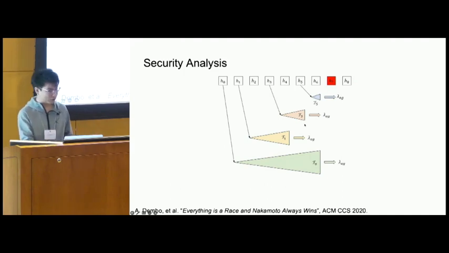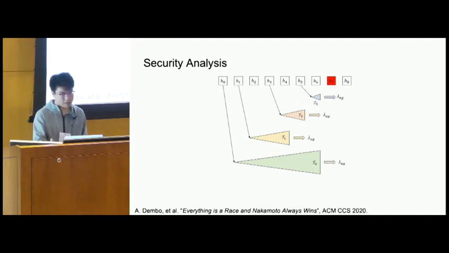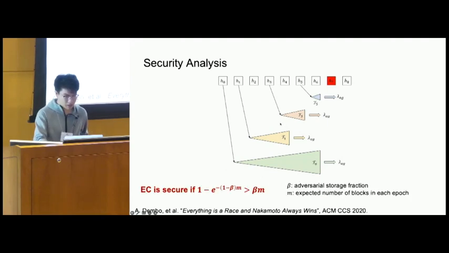So the security analysis of EC seems very challenging because of the complex attack space introduced by the complex blockchain structure. Despite EC having been proposed many years ago, no formal security analysis was conducted before I worked at Protocol Labs. In this work, we proved the security of EC by extending the proof technique from one of my previous papers. It has a cute name: Everything is a Race and Nakamoto Always Wins. I will skip the technical details here because of the time limit.